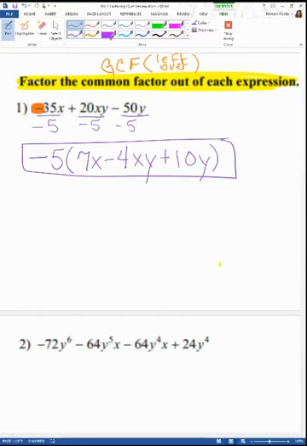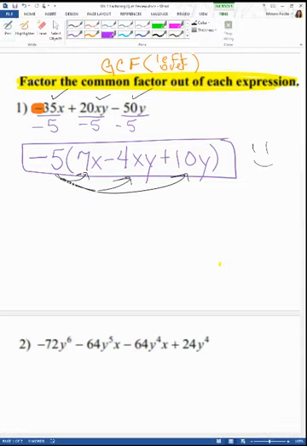However, I want to check my work, make sure that I'm on the right track. -5 times 7x is negative 35x. Okay, -5 times -4 is +20, and then you have the xy. -5 times 10 is -50, and then you have the y. So if I end up right back where I started, that means that I have the correct answer.